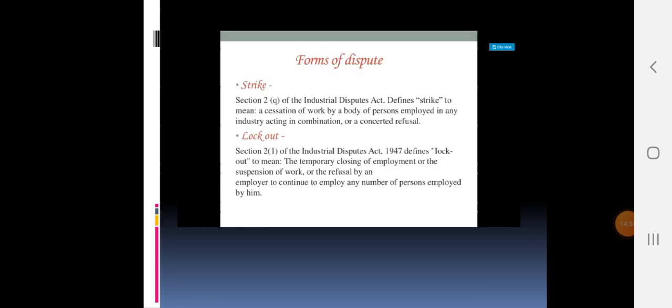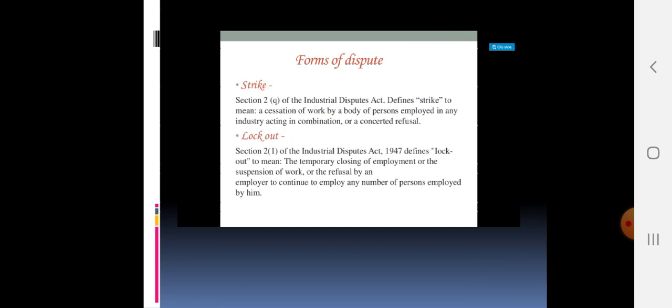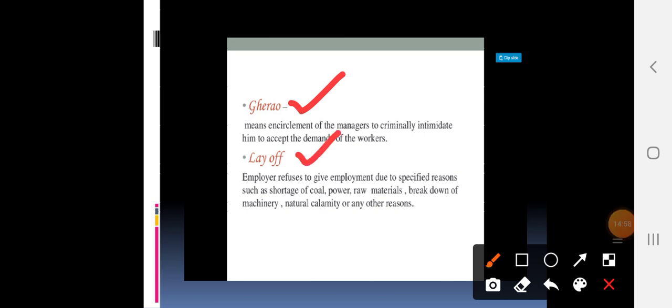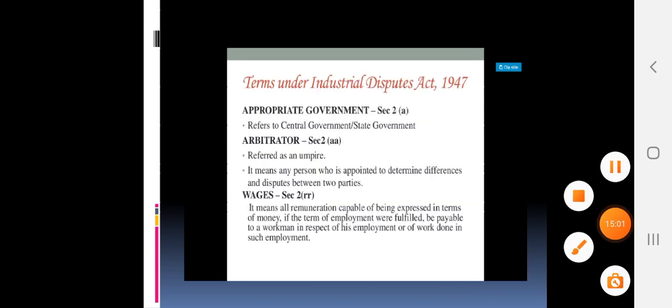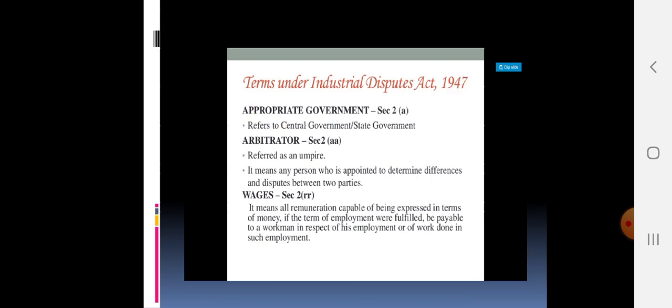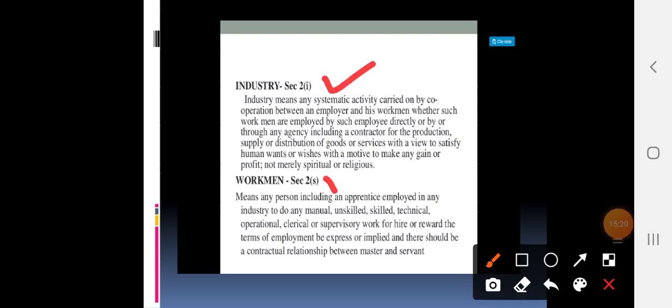Then we discussed the different forms of dispute, or the parts of dispute, which can also be called disputes. The first one we discussed is a strike, next is a lockout, then we discussed the concepts of retrenchment and layoff. Next, we also discussed the definitions of some important terms as per the Industrial Disputes Act: what is appropriate government, what is arbitrator, what is wages. Then we discussed the definition of industry and the definition of workman.